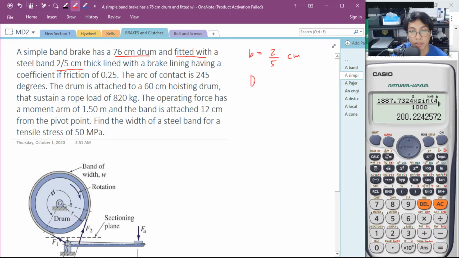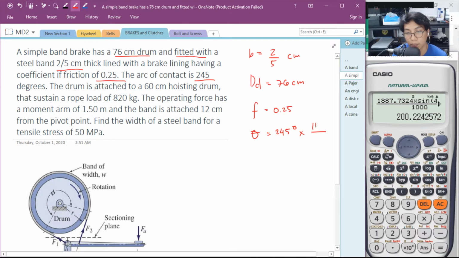Tapos, the diameter of your drum is 76 cm, with a brake lining having a coefficient of friction of 0.25. The arc of contact is 245 degrees. So, theta is 245 degrees. You multiply it by pi over 180 degrees para maging radian.